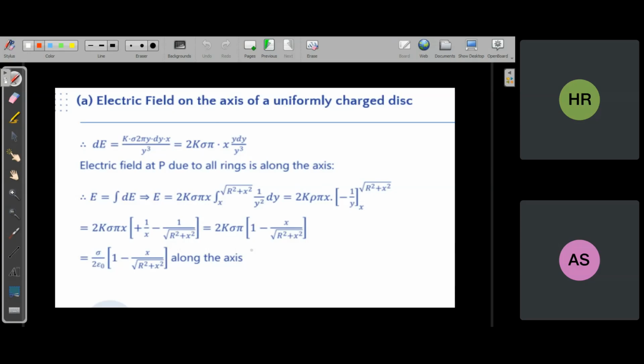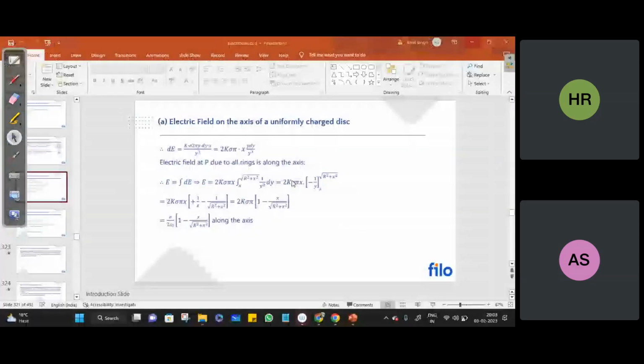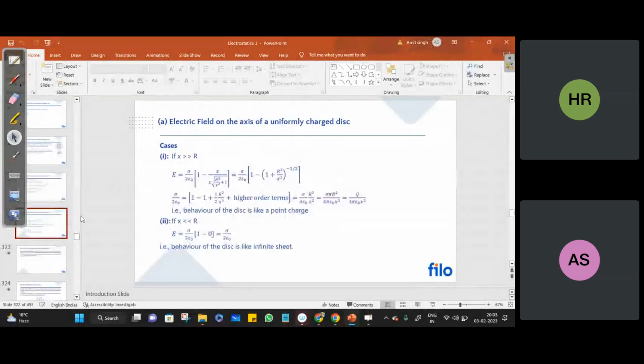But at the end, after derivation, you should also know this final expression for the electric field due to a disk along its axis. Because when a question comes, you will use the direct formula. You will not do the derivation. But this derivation is also important. JEE Advanced, they can design the question in such a way that the derivation is required.